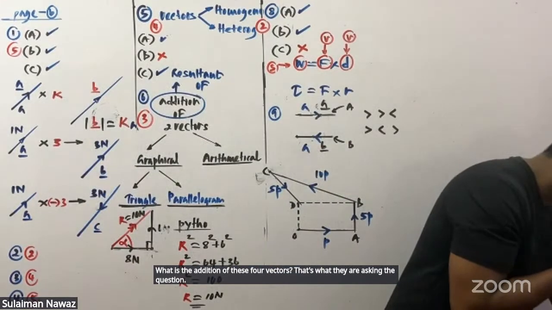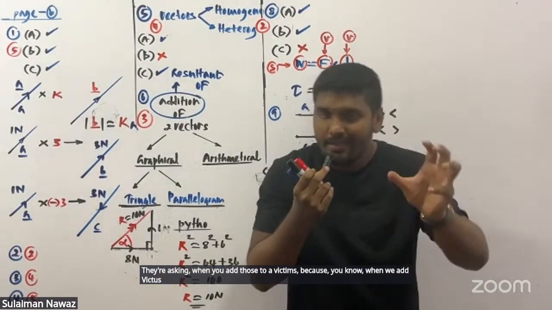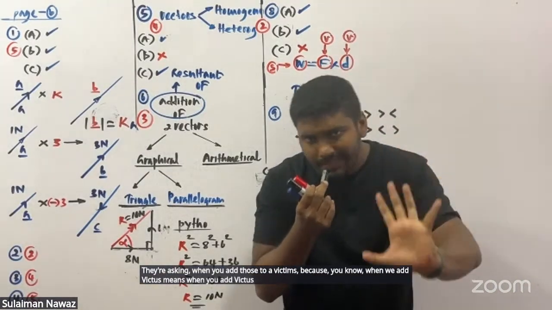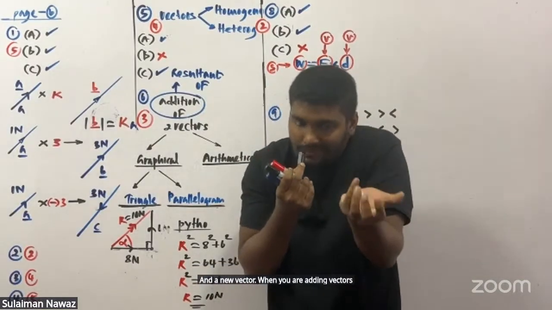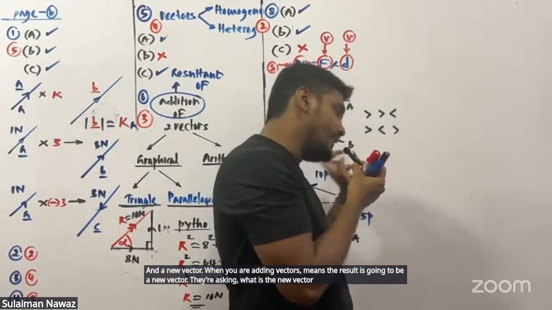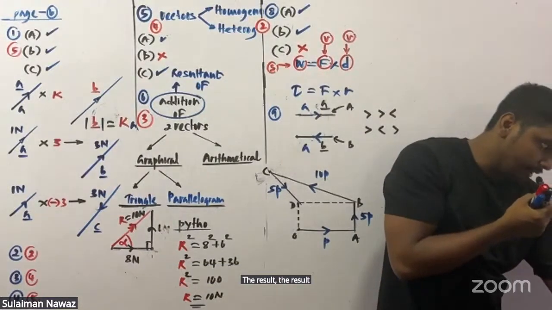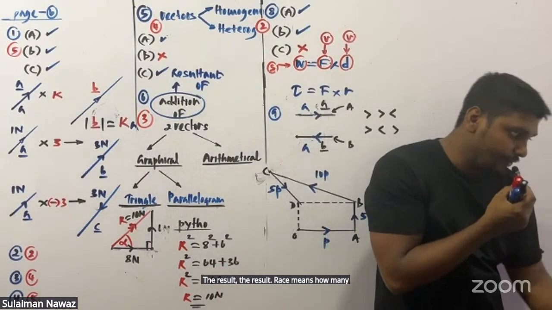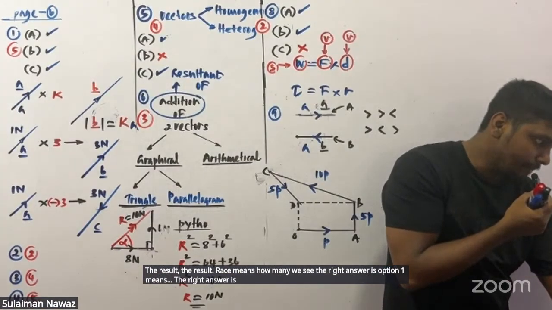They're asking when you add those 4 vectors, because we know when we add vectors, the result is a new vector. They're asking what is the new vector when you add these 4 vectors: the resultant force, the resultant vector. Raise your hands. How many of you say the right answer is option 1?